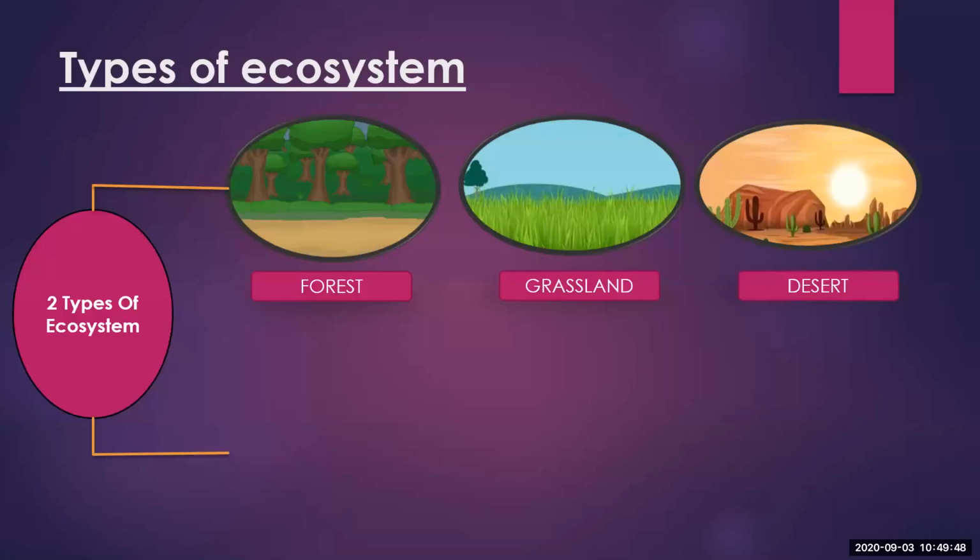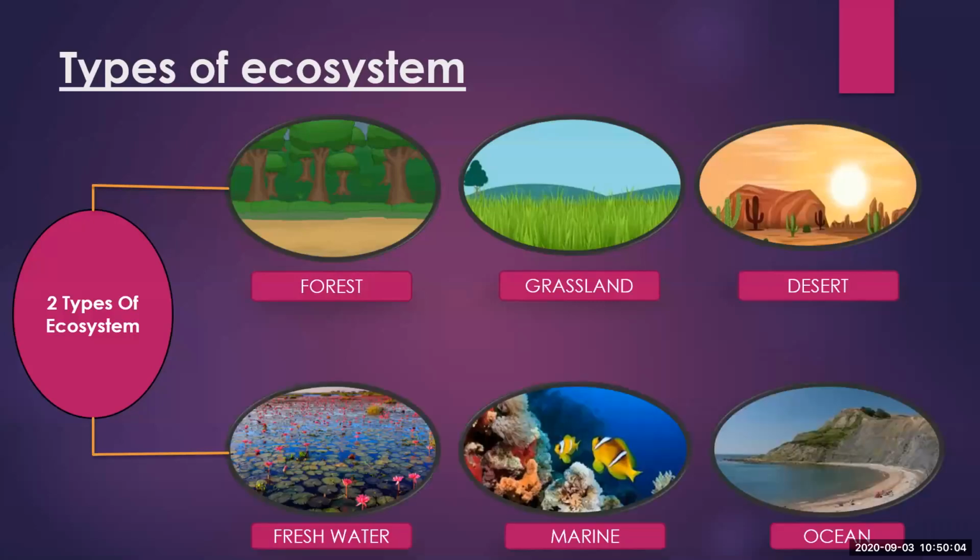ecosystem. In the other picture, the artificial ecosystem with an aquarium, and crop. The examples of artificial ecosystem: aquarium and crop fields, which are man-made, that is artificial ecosystems, which include garden and crop.